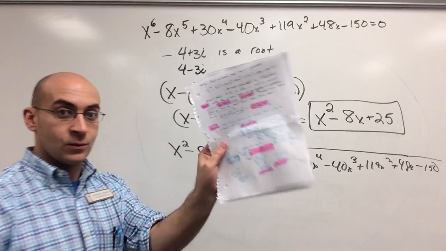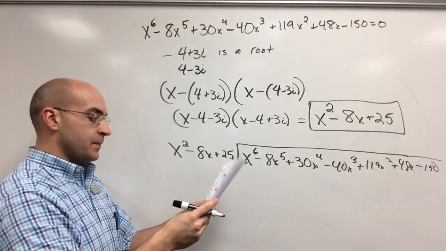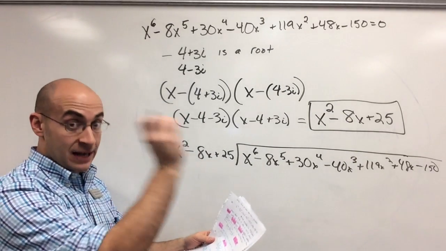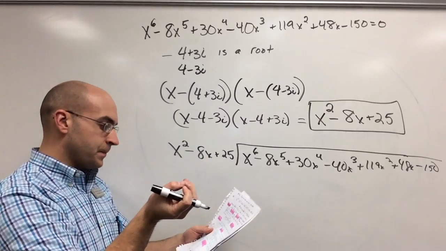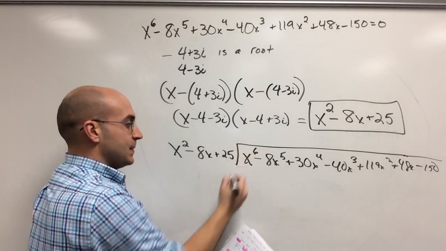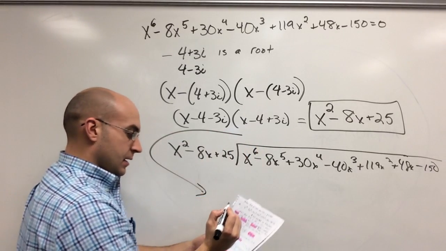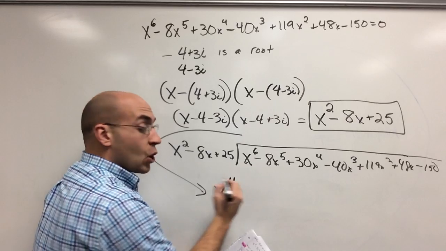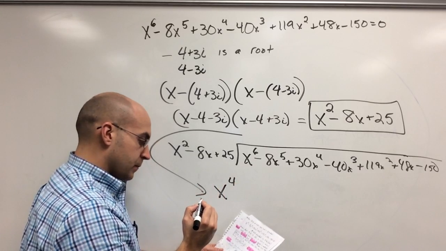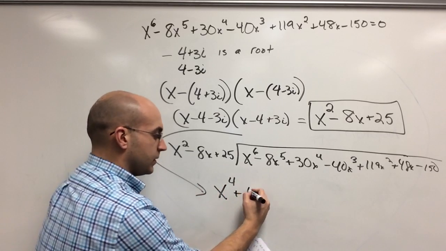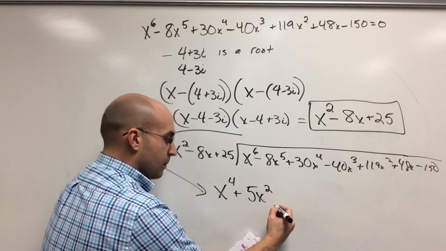When I do that, and the work is on the paper or the picture that I sent you, there is a remainder of 0, which is exactly what it should be. And I get on the top here, x to the 4th, so I'm going to get a quartic polynomial here, plus 5x squared minus 6.